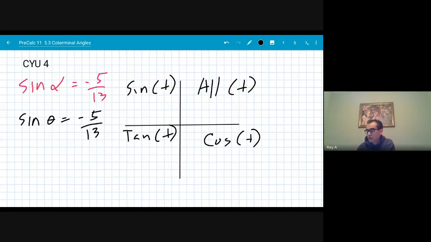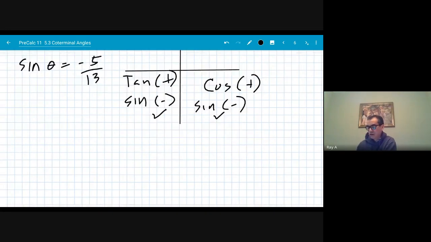So where is sine going to be negative? Not in quadrant 1, not in quadrant 2. Sine is negative in quadrant 3, and in quadrant 4, sine is also negative. Therefore, our angle would be in quadrant 3 and 4. So what do you have to do now? Now that we know our angle is in quadrant 3 and 4, we can proceed to get the cosine and tangent.